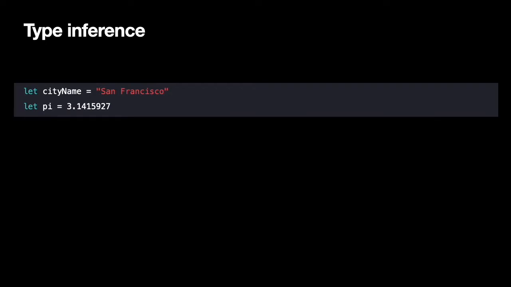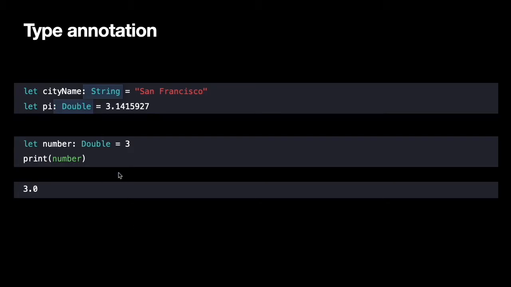Swift is trying to prevent you from making common programming mistakes. When it is not ambiguous, Swift can infer the type. In this case, we have a new constant named city name, and the Swift compiler will infer that the type is string because we have a string literal to the right of the assignment. Likewise, Swift will infer that pi is a double because we have a floating point literal to the right of the assignment operator.